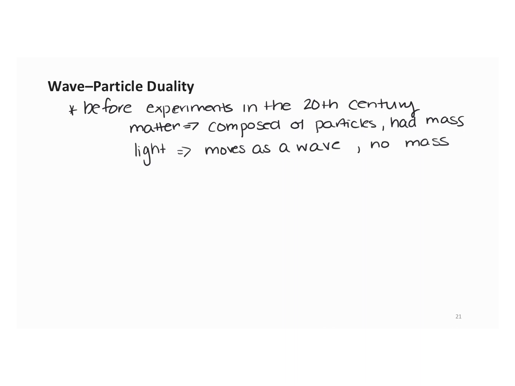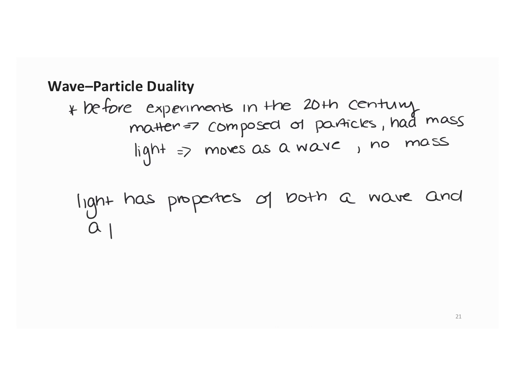people performed experiments, and those specific experiments are sort of outside the scope of this course. But what they figured out, and this was really wild at the time, is that light has properties of both a wave and a particle.